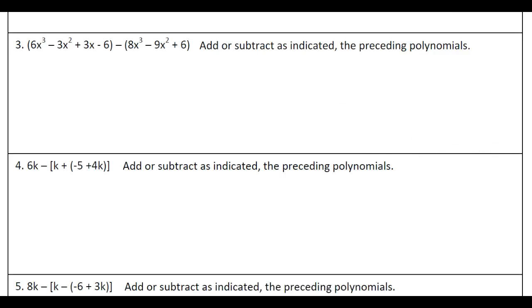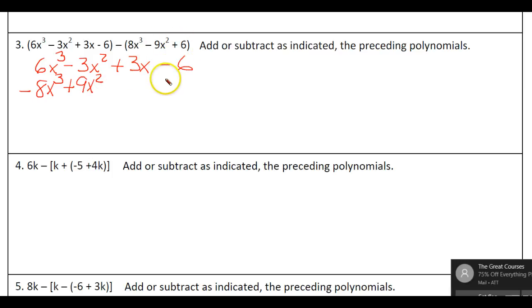So again, the strategy strongly recommended. Write out your items. 6x to the third minus 3x squared plus 3x minus 6. And then you're going to change each of these signs and put them under the correct like term column. So this is going to be a negative 8x cubed. This is going to be a positive 9x squared. Now there is no x, so we skip that one, and here we're going to put a negative 6.